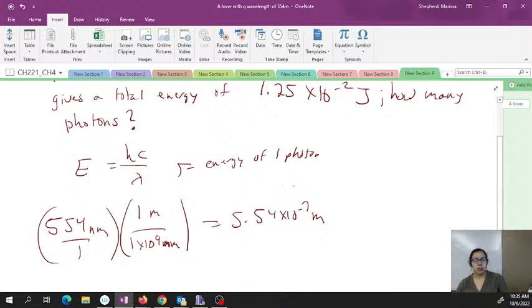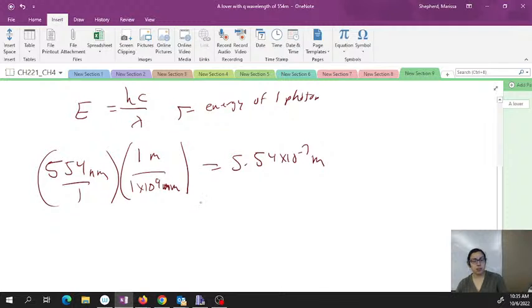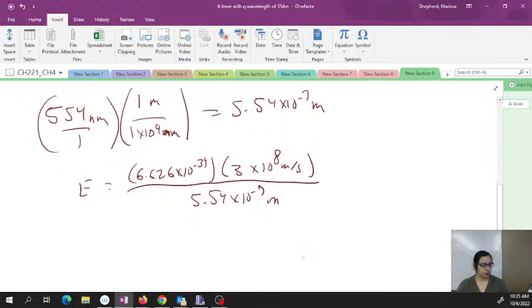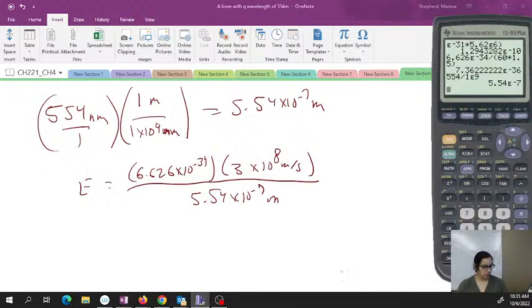H and C are just constants, so I'll just write them out. Oh, and that's 10 to the 8th, so 3 times 10 to the 8th meters per second. And so what do you get when you plug it into your calculator?